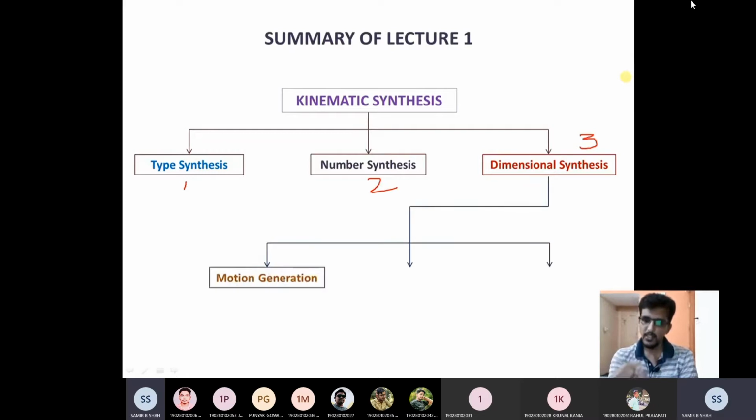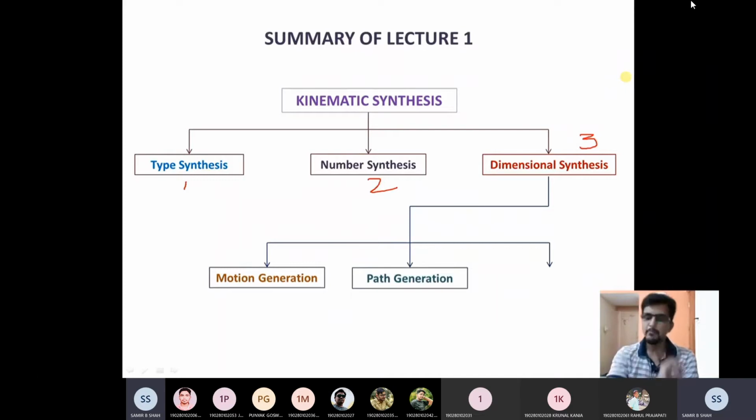The first one is the motion generation. In the motion generation, I am interested in the motion of a particular link, which generates the path. Let me say link number 3 is generating a path. What are the different configurations or positions that are taken up by link 3 for producing a particular path? That is what I am interested in. So that is called motion generation.